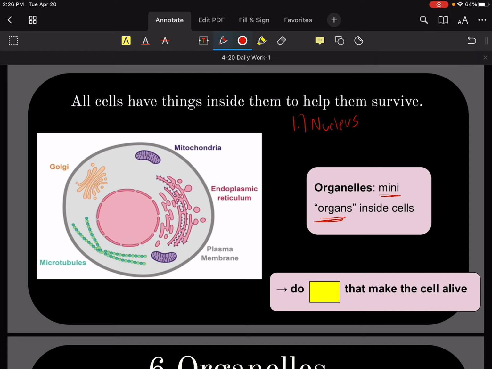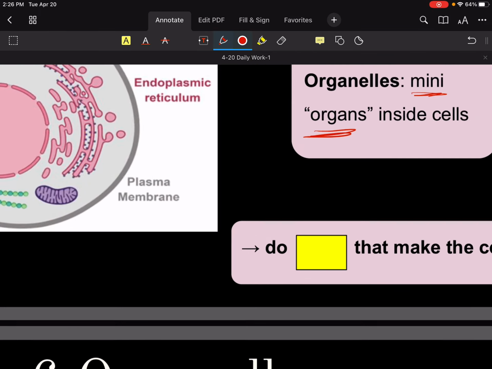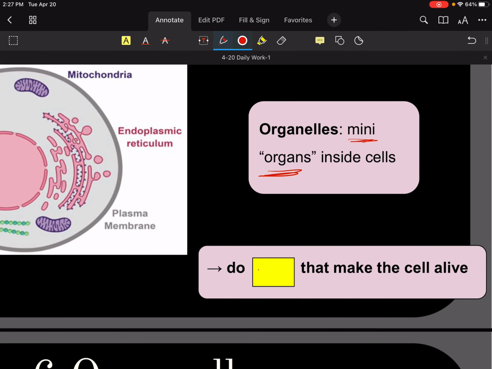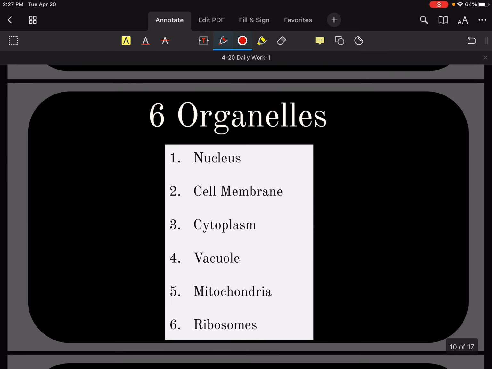Just like we have organs inside of humans that help us survive, such as our brains, our lungs, which help us breathe, our heart, which pumps our blood everywhere. And so all these organs do jobs that help us stay alive. The organelles inside a cell also do jobs that make sure the cell stays alive. And we're going to be covering 6 organelles today. We've already reviewed the nucleus, which is what we learned about last week. And we're going to go into cell membrane, cytoplasm, vacuole, mitochondria, and ribosomes.